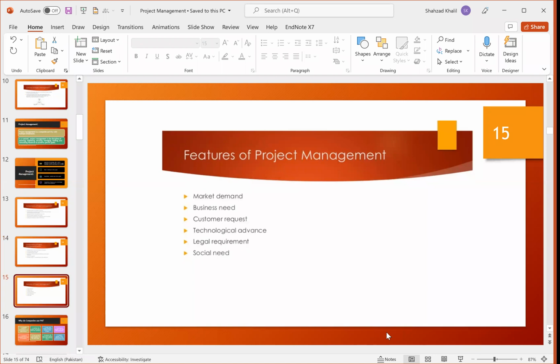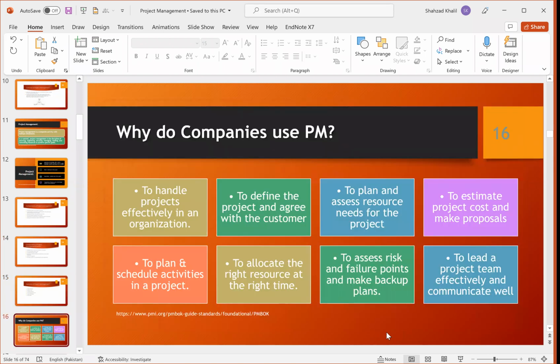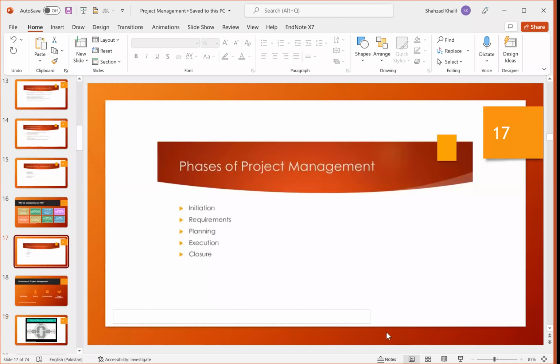The features of project management include market demand, business demand, customer request, technological advance, legal requirement, and social need. Why do companies use project management? To handle projects effectively in an organization, to define the project and agree with the customer, to plan and assess resources needed for the project, to estimate project cost and make proposals, to schedule activities in a project, to allocate the right resources at the right time, to assess risk and failure points and make backup plans, and to lead a project team effectively and communicate well.